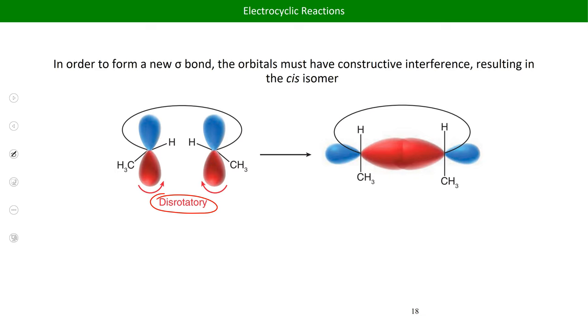If they need to rotate the same direction to get the orbitals to overlap, so if you have them sitting like this, it feels backwards to say, but they're actually rotating the same direction. That would be conrotatory. Right, so they drew the red ones rotating to overlap with each other, but it doesn't really matter. You're going to get the cis product either way, as long as it's the same color overlapping with each other.